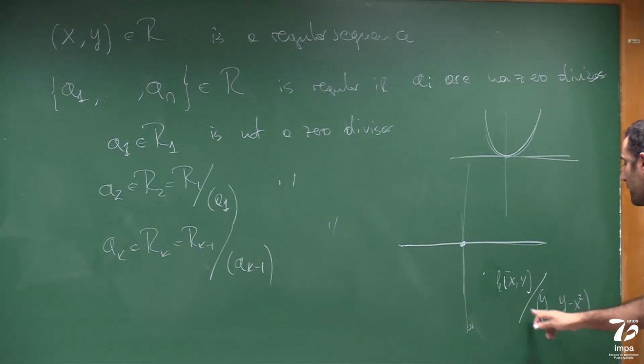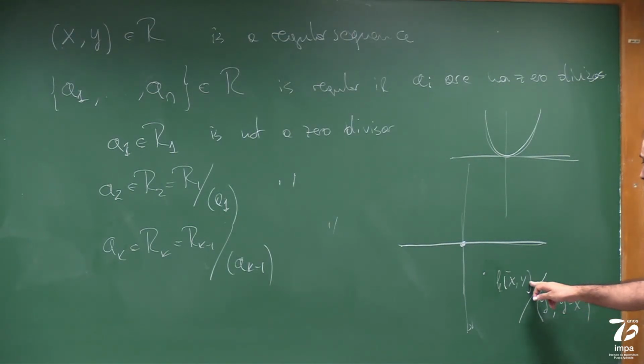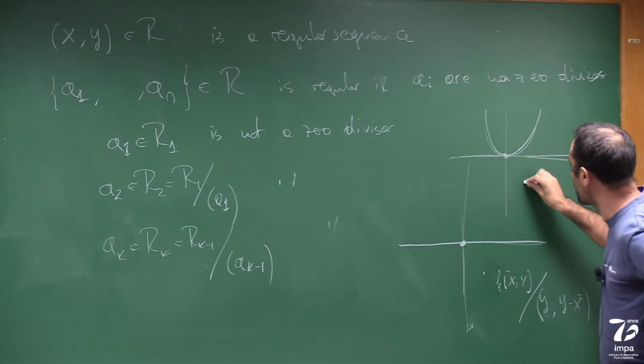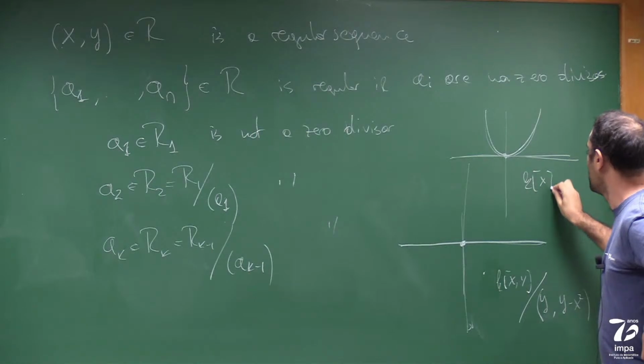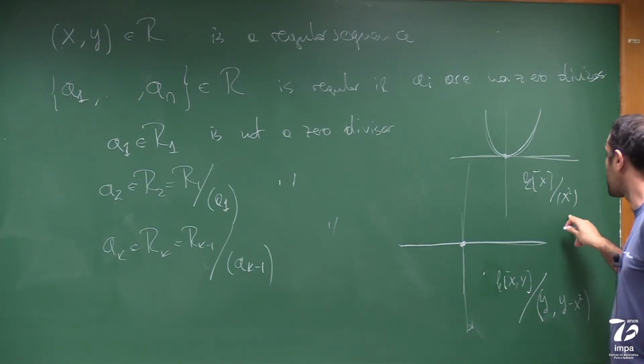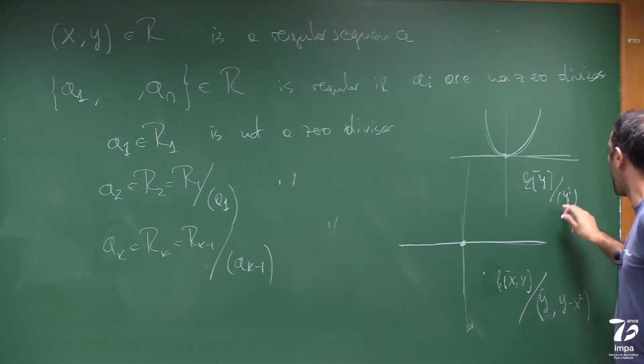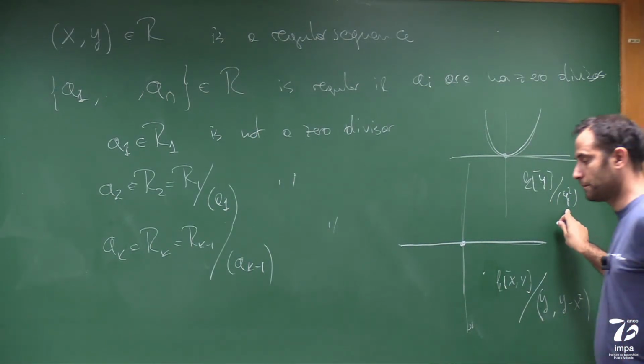Now, this thing here is not a regular sequence. Because if I divide by this guy first, so if I choose them in this order, then whenever I see a y, I just put an x squared. But then y is x squared. So when you take the first quotient, you're going to get something like k of x divided by x squared, or k of y divided by y squared. And y is not a zero divisor here.